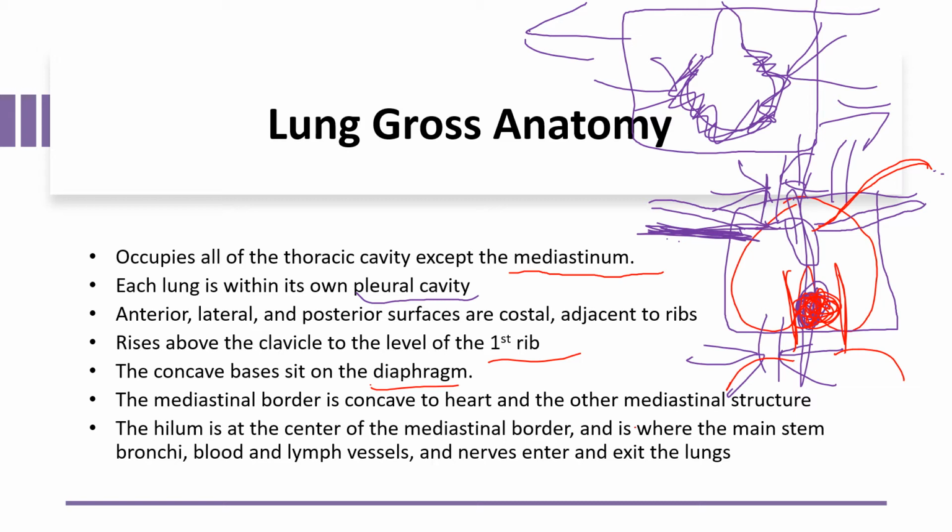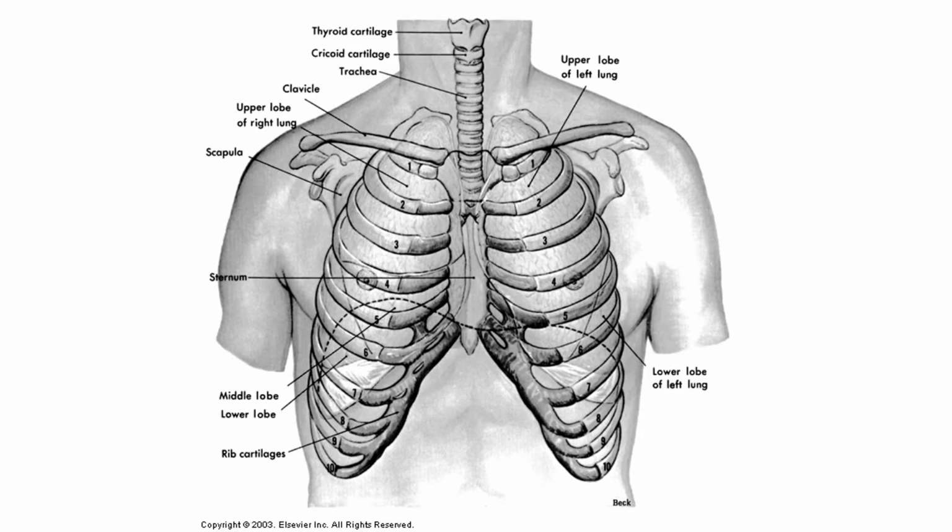So the heart's over there. The hilum is at the center of the border where the main stem bronchi, the blood and lymph vessels, the nerves, all that are there, and we'll look at more pictures of that here. So this is sort of the gross anatomy picture.